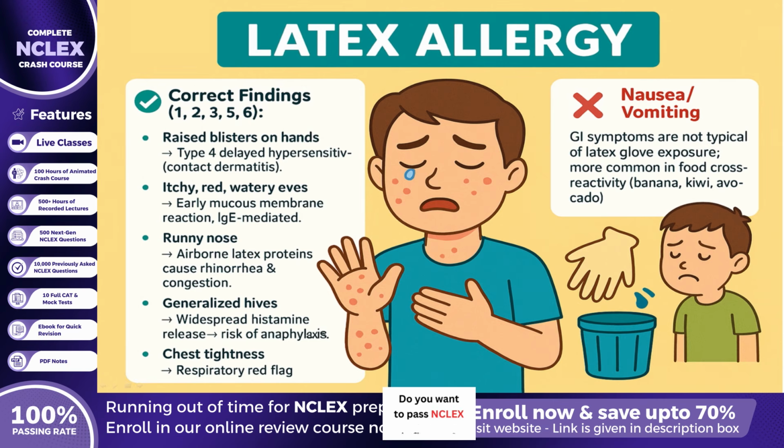Beginning with option 1, raised areas and blisters on the hands represent a localized type 4 delayed hypersensitivity reaction, also called allergic contact dermatitis. This is mediated by T lymphocytes and typically develops after exposure to latex. You may see erythema, papules, vesicles, and blistering at the point of contact. Although not as rapidly life-threatening as anaphylaxis, this still indicates clear latex sensitivity.